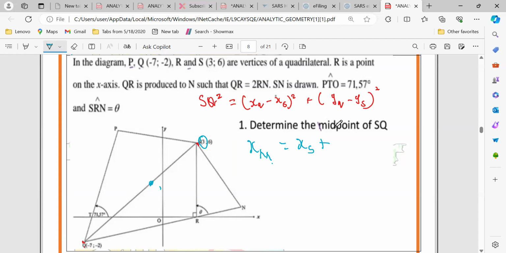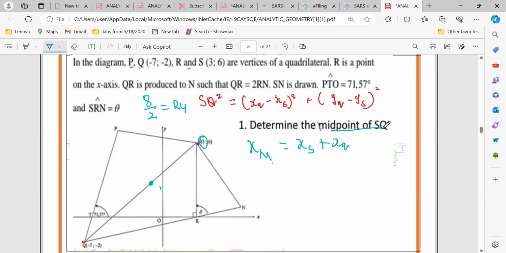Let's add our money and check how much we have. If we add our money, it's going to be 8 rand. And then what do we do with this 8 rand? We're going to divide it by 2. Exactly the same thing here: this is X at S plus X at Q.